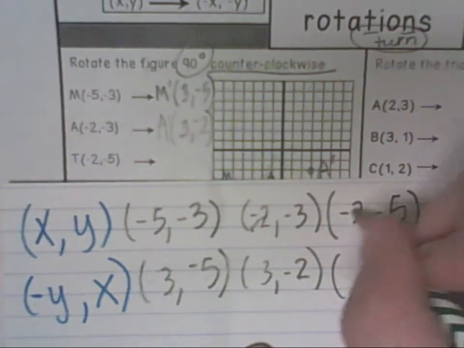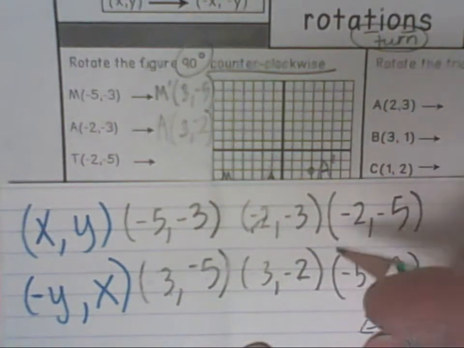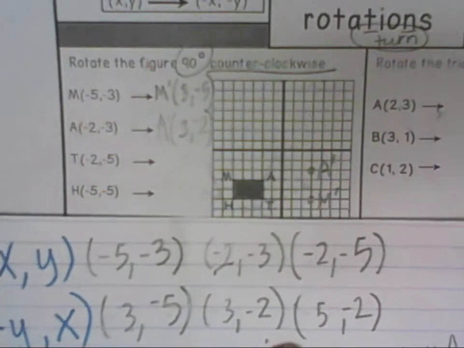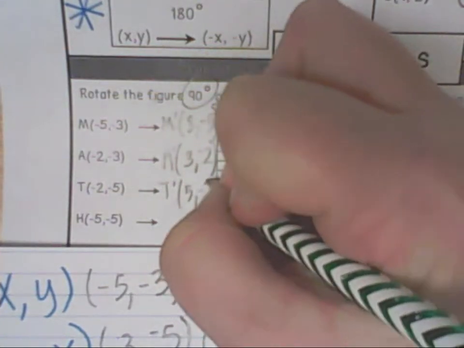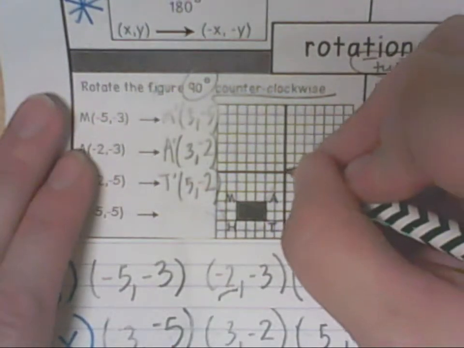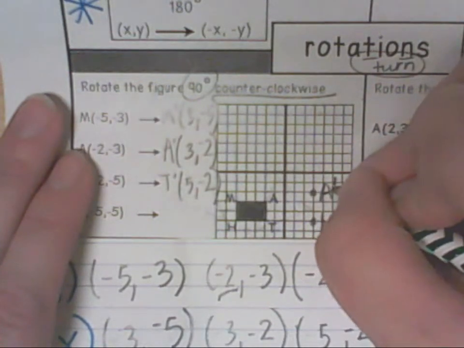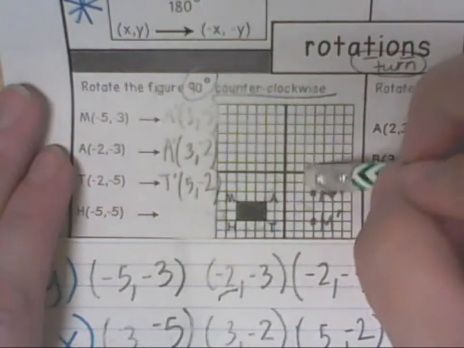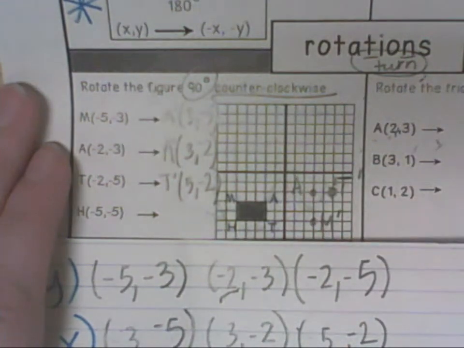Alright, so let's look and see. I switched the order of my numbers, and I have to do the opposite of -5, which is a +5. So if you got the ordered pair 5, -2, you did a great job. Make sure you go ahead and plot that point. And make sure you label it T prime. I'm going to rewrite my letter because I ran out of room.